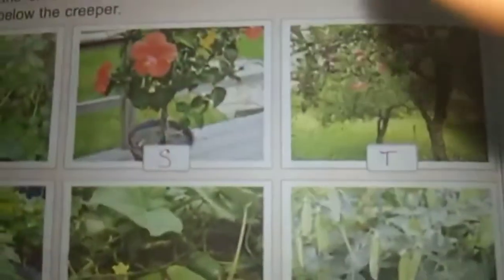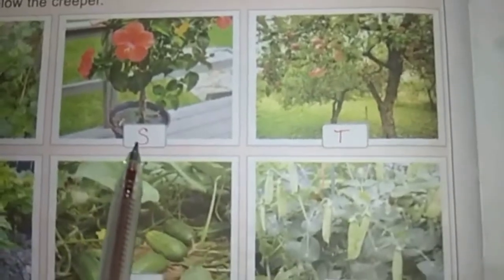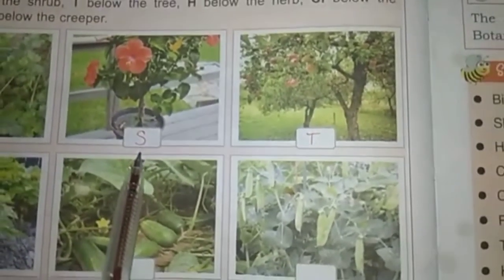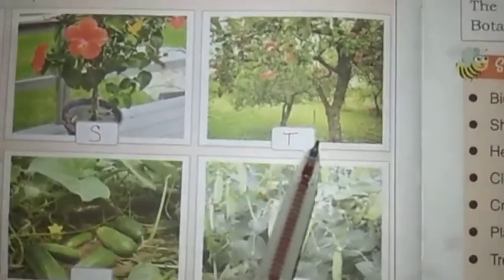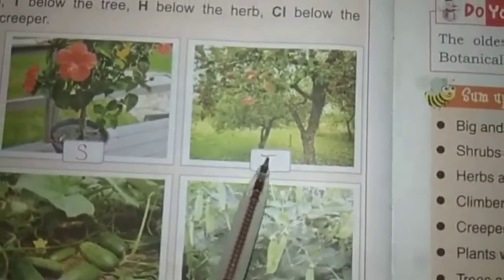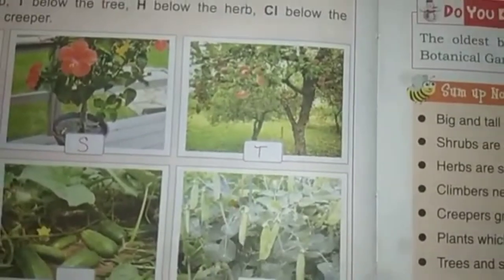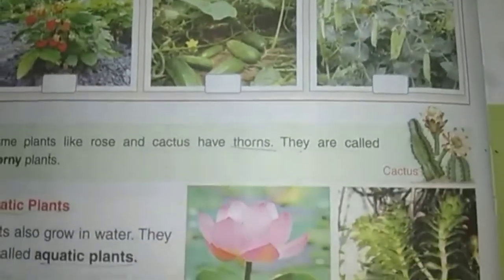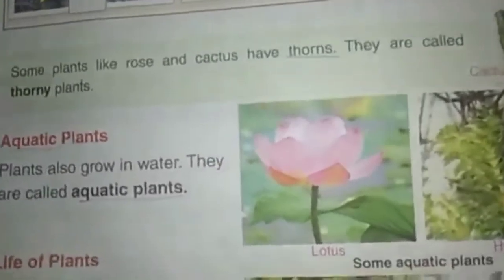This one, hibiscus. Hibiscus is a shrub. This is a mango tree. So, I have written here T. The next three are homework for you. You must do that. See the next one.